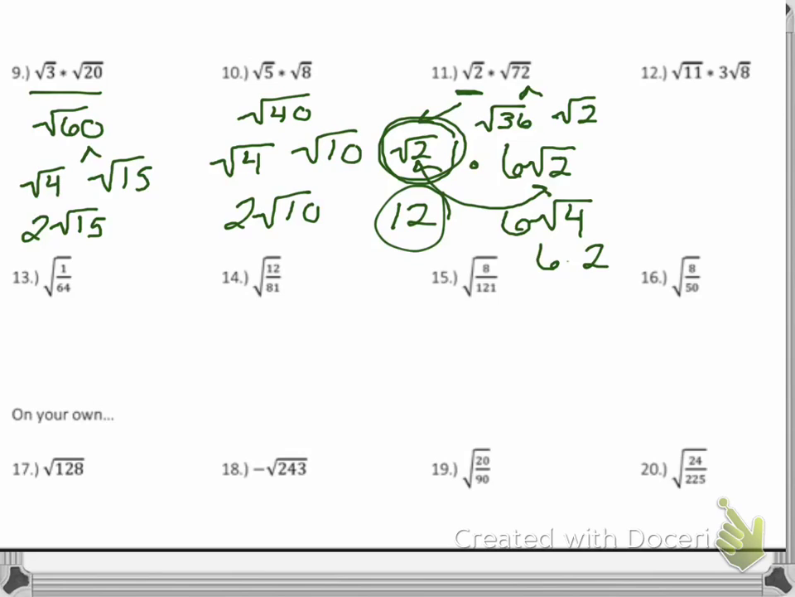So then in number 12, what's different is that I have another little coefficient here, that 3. What I'll do is I can only multiply what's called a radicand. I forgot to mention this. The number that's inside a radical is called a radicand.